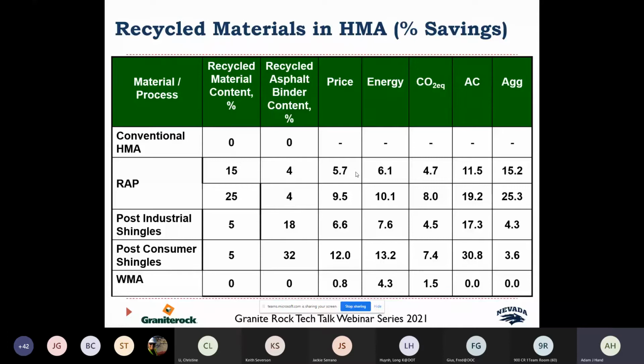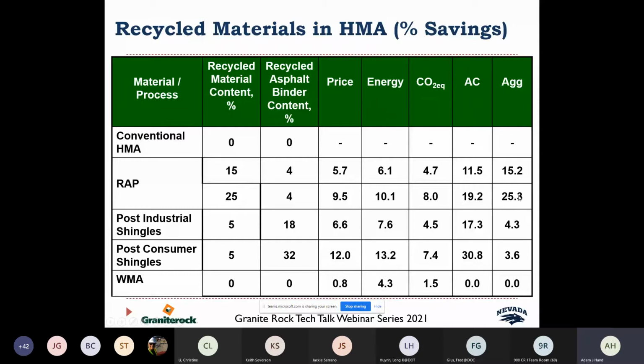And we saw anywhere from savings of up to $8 a ton to costs in excess of virgin mix costs of about $2 a ton. So you have to be really careful again with the price piece, because it's market specific. But we get a savings in terms of energy consumption, reduction in greenhouse gas emissions, and then conservation again of those natural materials. And as we increase the amount of RAP, obviously those savings go up.